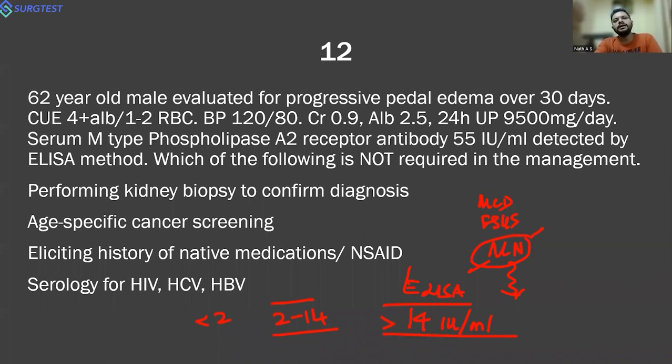So that is again a landmark change in membranous nephropathy, that you don't require a renal biopsy to establish the diagnosis of membranous nephropathy. It is a very robust biomarker, this PLA2R. So if PLA2R is positive, you can be sure that the histological diagnosis is membranous nephropathy.